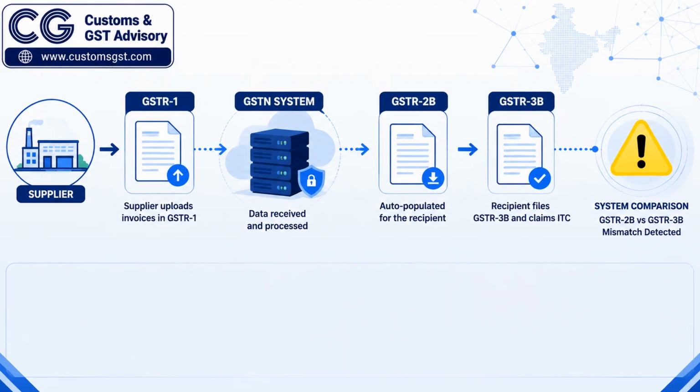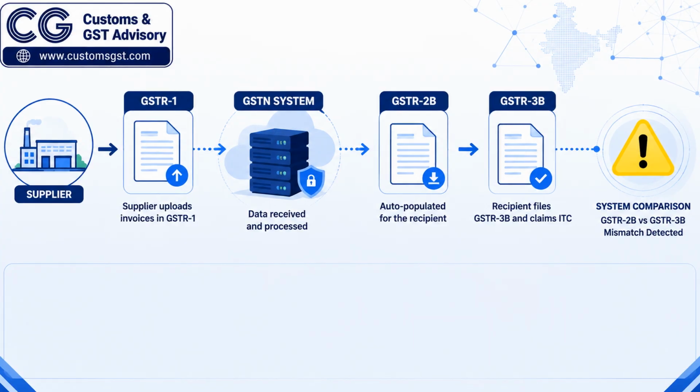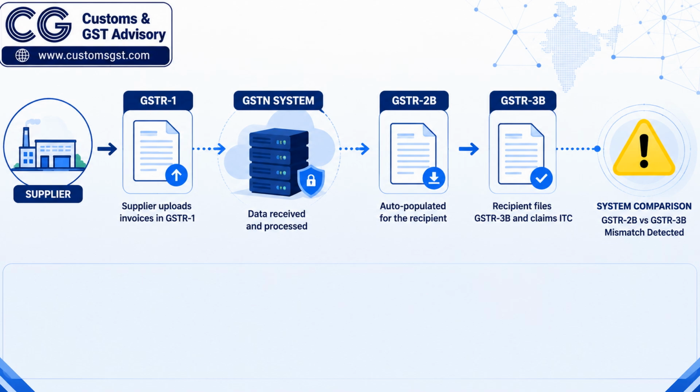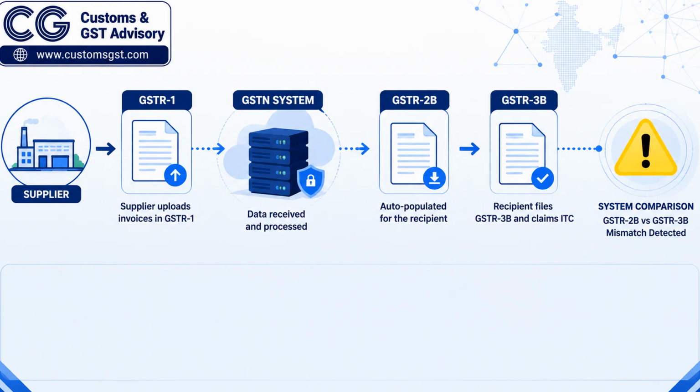On paper, this sounds reasonable, but business transactions do not happen inside a spreadsheet. Suppliers may file late, invoices may be amended. Credit notes may be issued later, imports may reflect with delay. Sometimes the difference is temporary, not fraudulent. A mismatch is a signal that something needs verification. It is not proof that tax has been wrongly claimed.